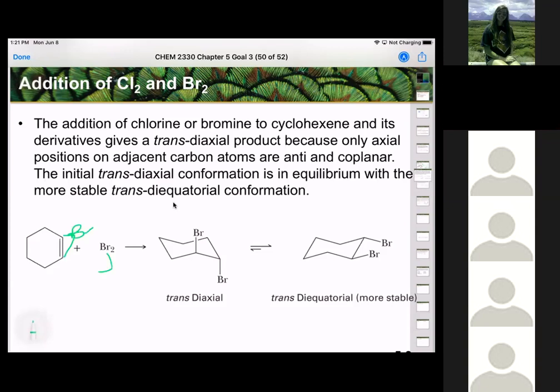Now notice, when we do this, we form the bromonium cation on the top, and then the other one has to come from the other side to give us this. So when it first reacts, this is the bromine that was on the top right here. This is the one that came in. And so they're anti to each other. They have to be opposite.